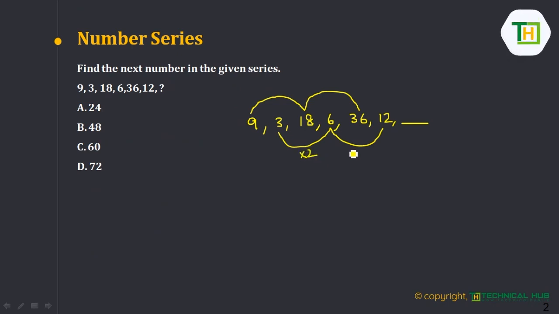It is 3 into 2 and 6 into 2. Here also 9 into 2 and 18 into 2. So I have to find the next number after 36, so I have to multiply with 2. The answer should be 72 here. Okay, so the answer is 72. That's a simple alternate series. I have to consider the alternate numbers in the series because they are following a logic called into 2.